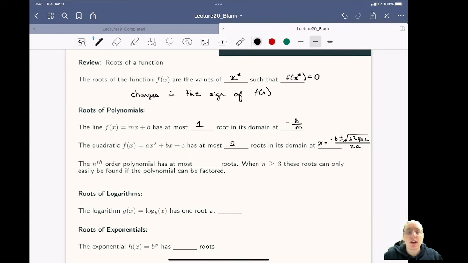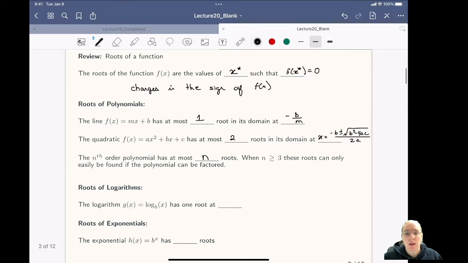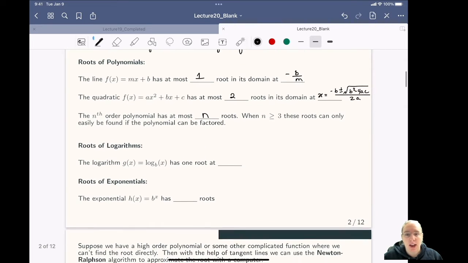All right, if we have a higher order polynomial, so an nth degree polynomial, it has how many roots? It has at most n roots. And if n is greater than or equal to 3, these roots can only be easily found if the polynomial can be factored. We did an example where we factored a polynomial to find the maxima and minima in one of the previous lectures, so check that out if you need it.